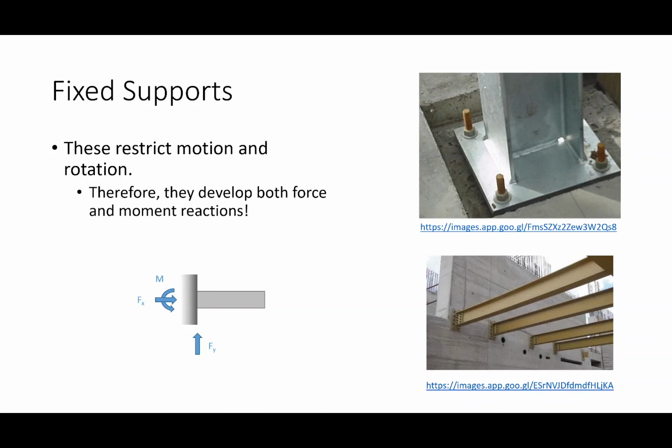So a fixed support would have 3 unknowns. And just so everybody's clear, today we are doing simple support problems. We're not even going to touch fixed supports until Monday, okay?